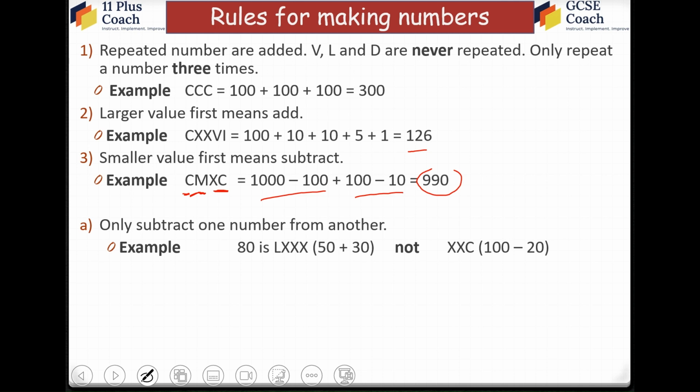So basically, that's the way of making 80. L is 50, plus X plus X plus X, which is 10, 10, 10, which makes 30, which means 50 plus 30 is 80 altogether.